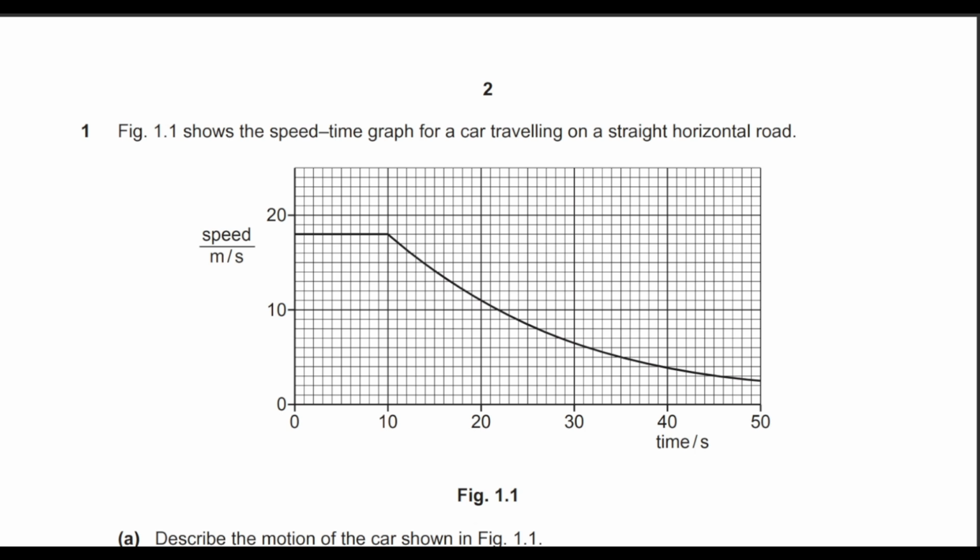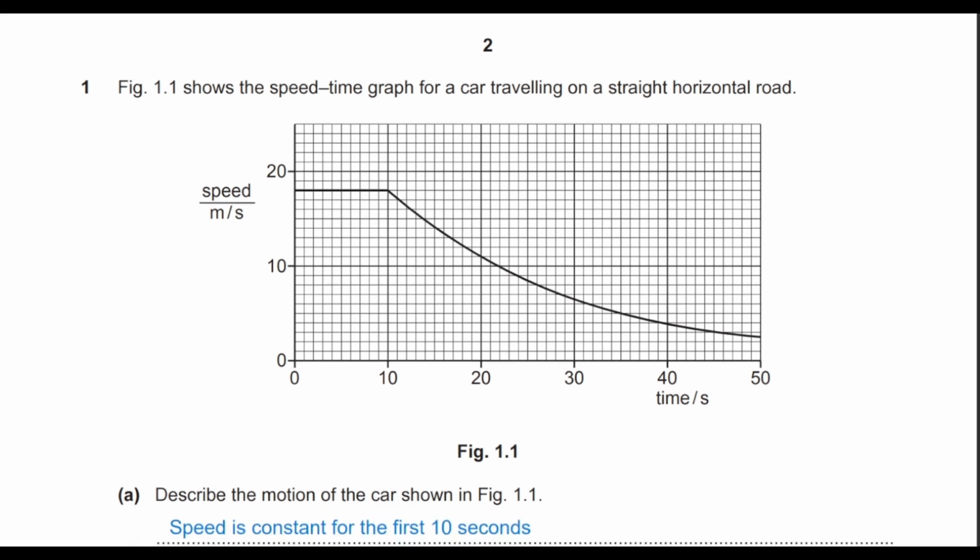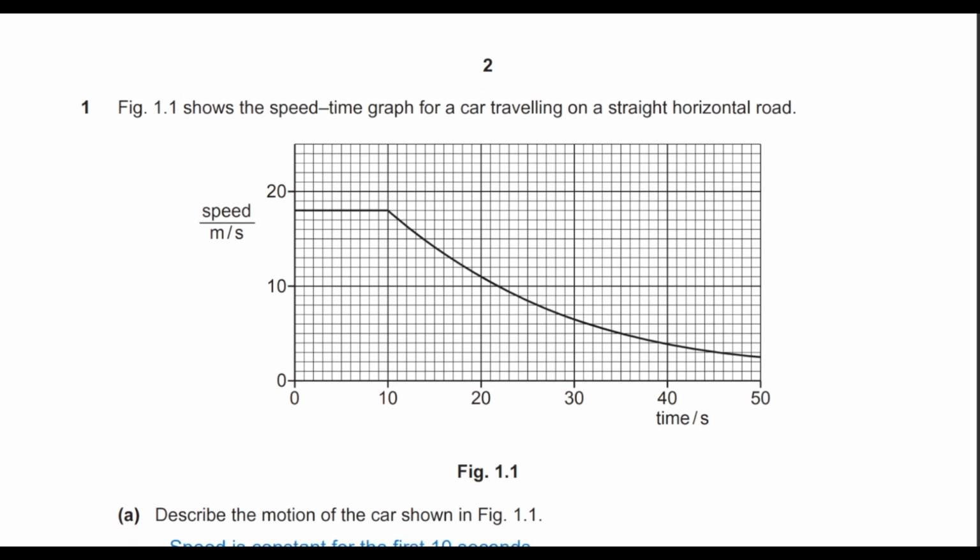All right, so this is May, June 2023, paper 5054, O-level physics. This is question number 1. It says this is the speed-time graph of a car moving in a straight line.